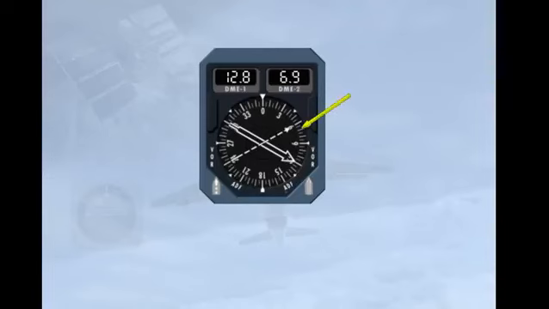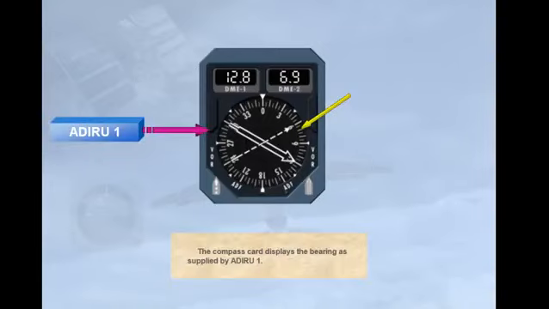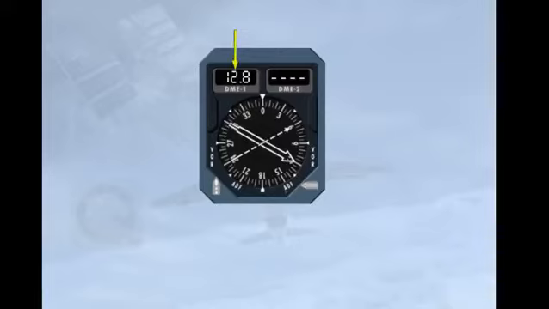The compass card displays the bearing as supplied by ADRU1. The counters indicate the DME distance. However, the window will display only dashes if an ADF is selected. Here, ADF2 is selected.